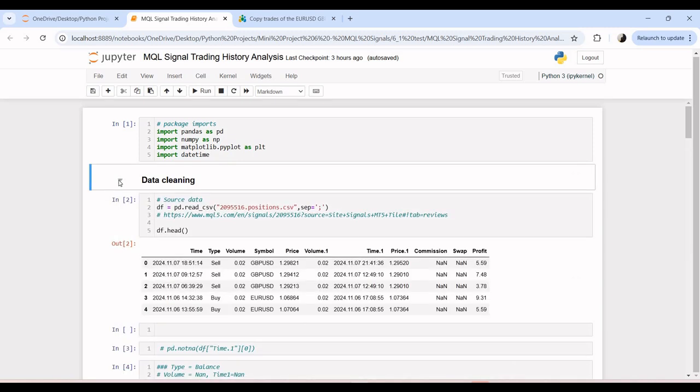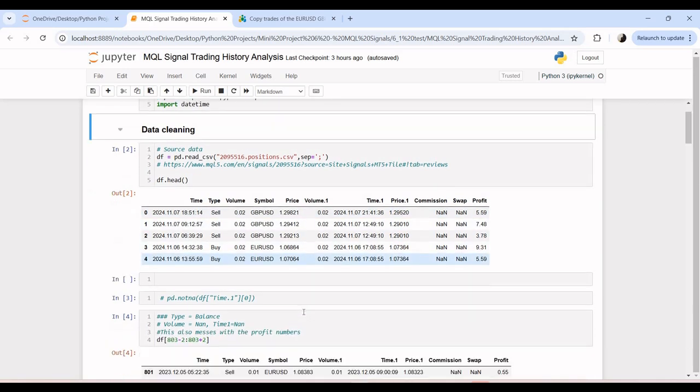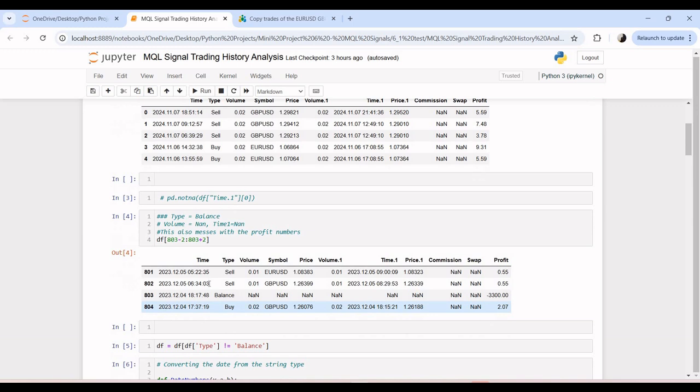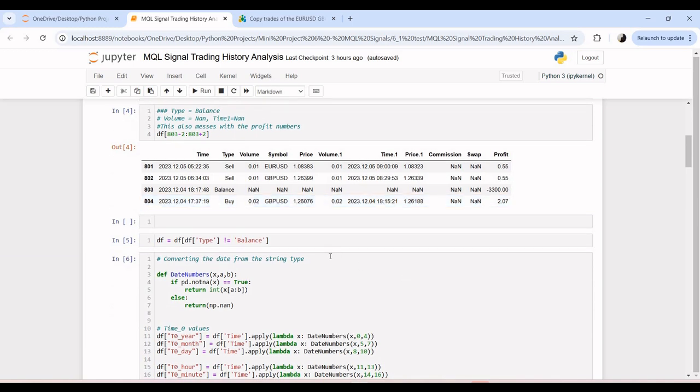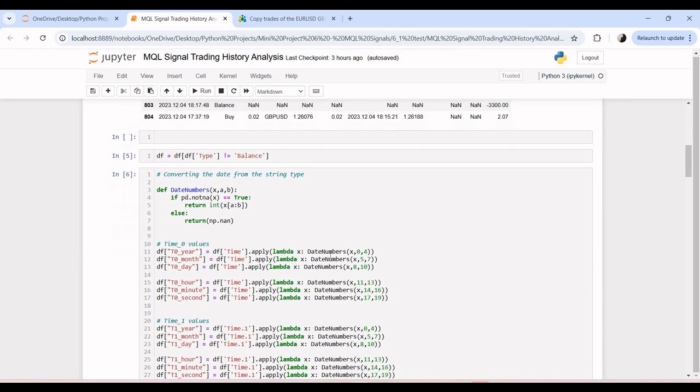So firstly, we load the data, and this is what the base data looks like, the given data. And to do some cleaning, we first notice that we have a transaction type called a balance transaction type, which is the withdrawals and deposits. And note that these amounts are written in the profit column, which is not quite right, so this would throw off our numbers. So the first thing we do is filter these out.